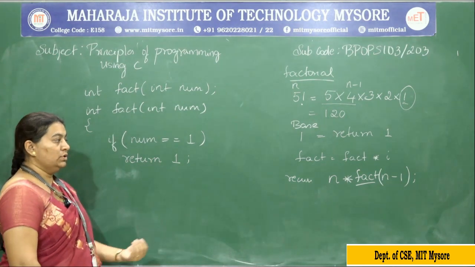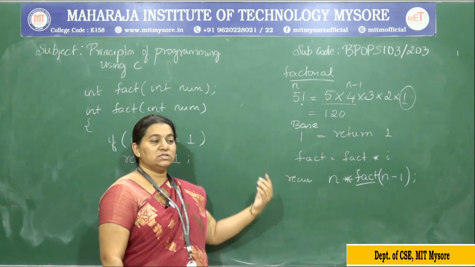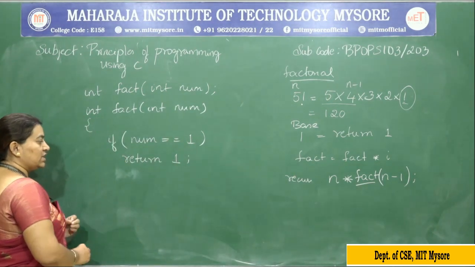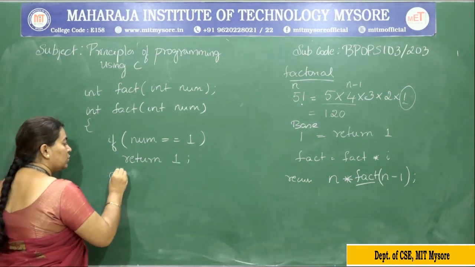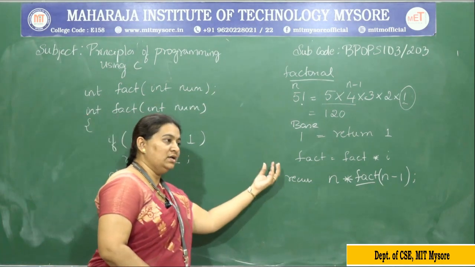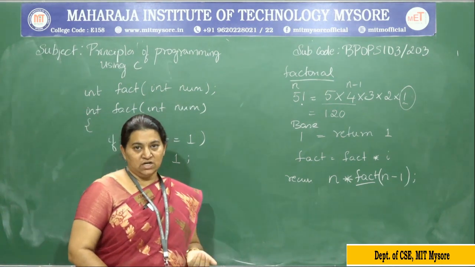Next, the base case is over. Next is the recursive case. So what am I going to do in the recursive case? If it is not 1, I have to use an else. So I have to make a decision whether it is 1, that is the smallest part, or I have to call my function itself.